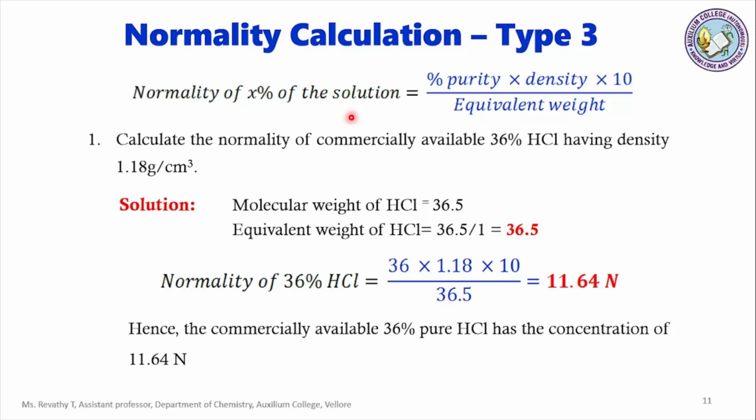In this slide, we are going to solve problems related to type 3, in which both solute and solvent are in liquid phase. This question needs to be solved systematically, but I prefer using this simplified formula to solve the question quickly. And that formula is normality of X percentage of solution is equal to percentage purity into density into 10 divided by equivalent weight.